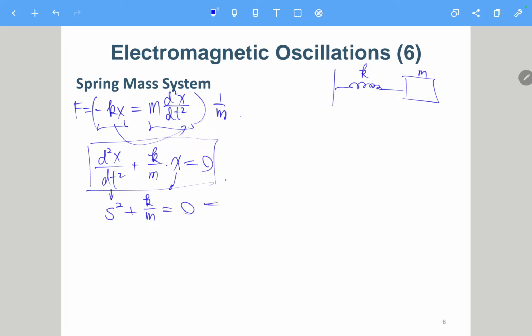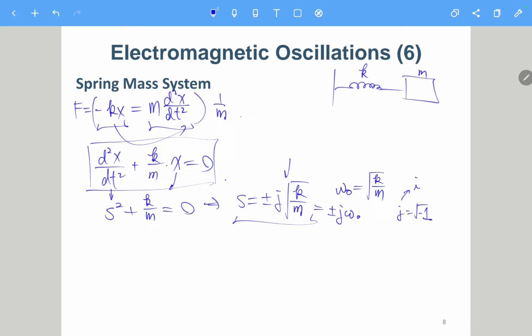Okay, so in that case, we have s equals plus or minus j times the square root of k over m. Or maybe we can just define omega 0 to be the square root of k over m, so that this is nothing but plus or minus j omega 0. Okay, so if you forgot, j is the square root of negative 1, or usually you might know it as i.